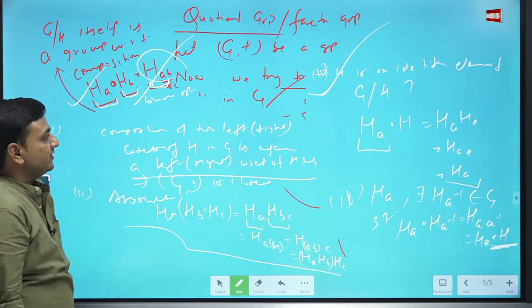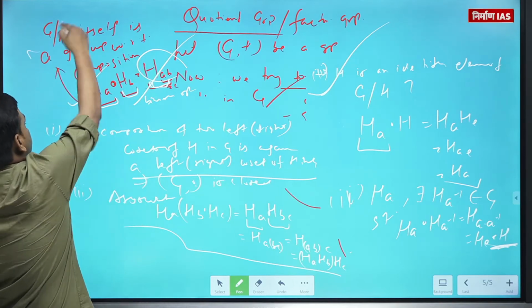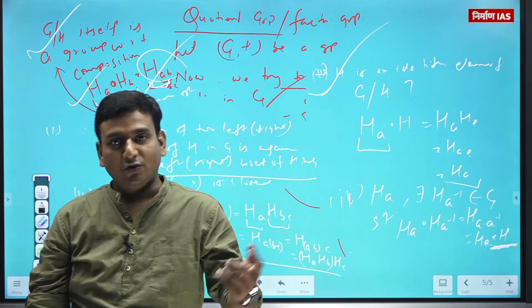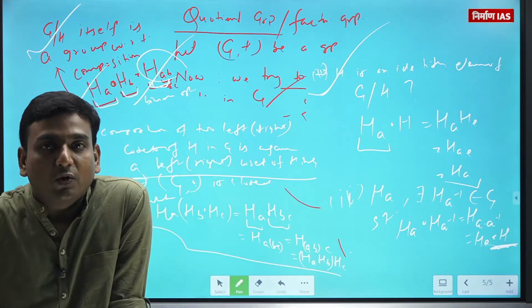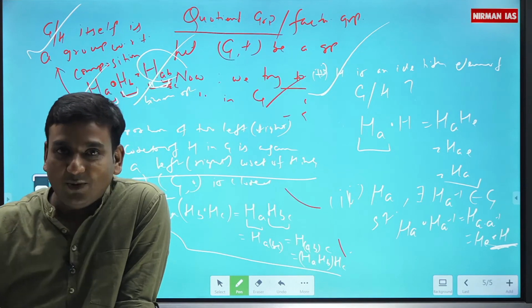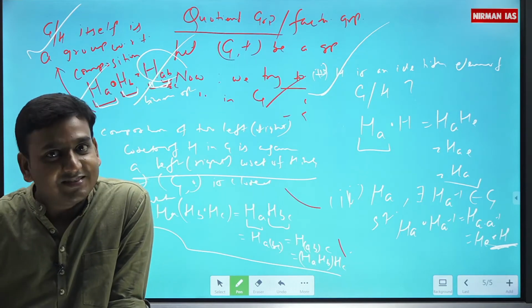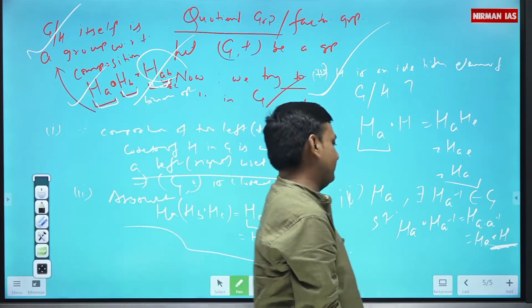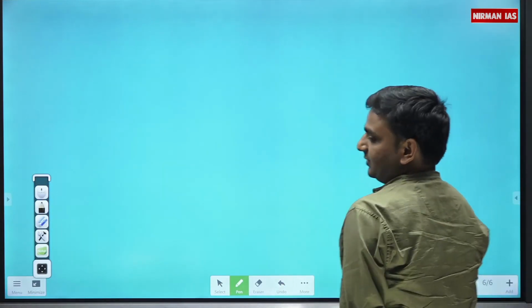So by these four axioms, what can we say? Yes, GH is a group. This group itself is called the quotient group or factor group. Any doubt? Is that clear? Examples? Okay, let's take some examples. Not an issue.